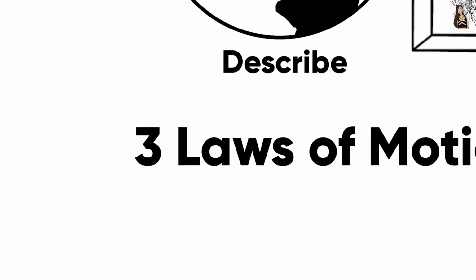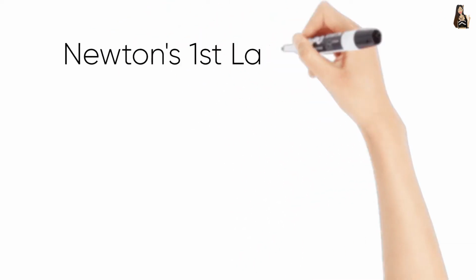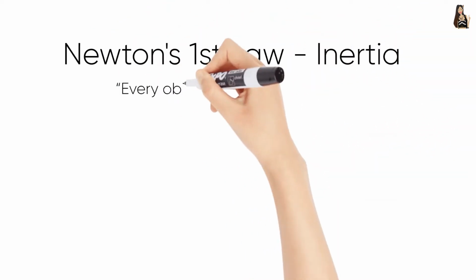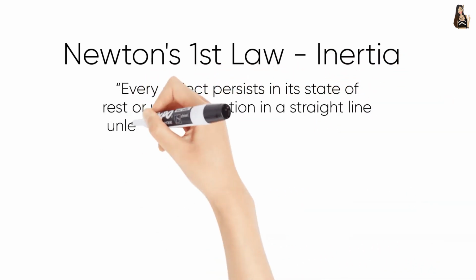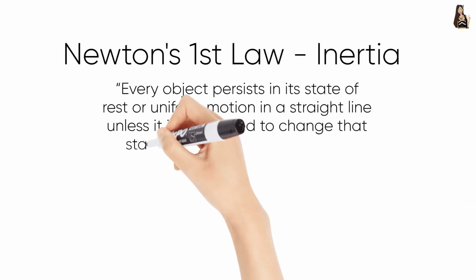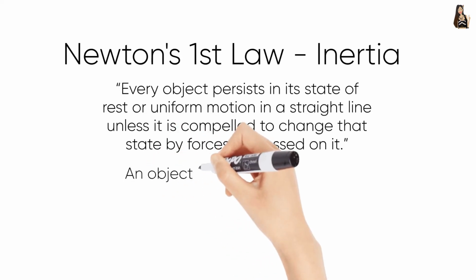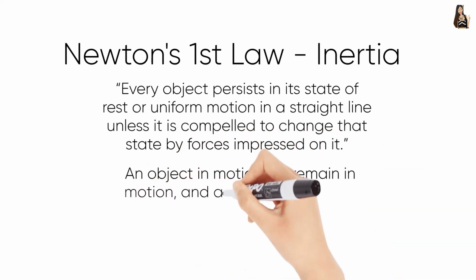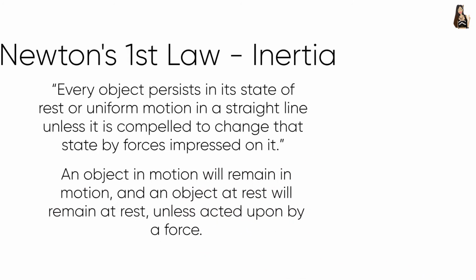The first law, called Newton's first law or law of inertia, states that every object persists in its state of rest or uniform motion in a straight line unless it is compelled to change that state by forces impressed on it. So if we translate that to English, it means that an object in motion will remain in motion and an object at rest will remain at rest unless acted upon by a force.